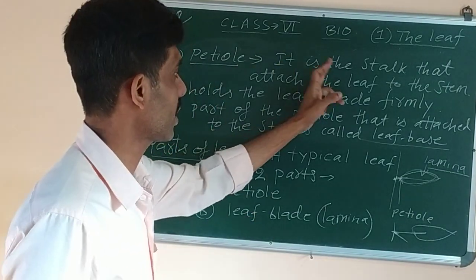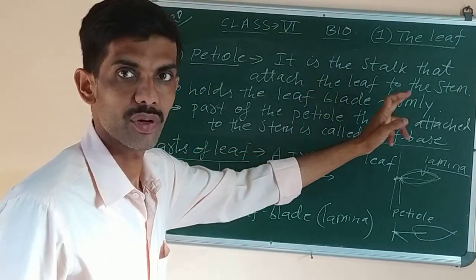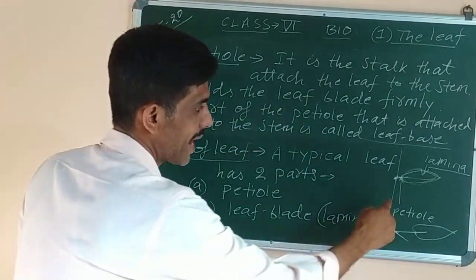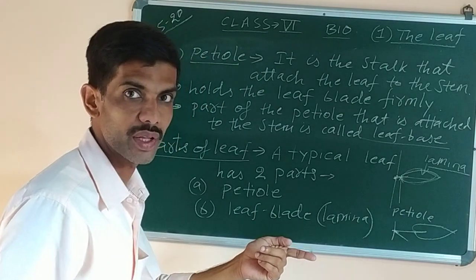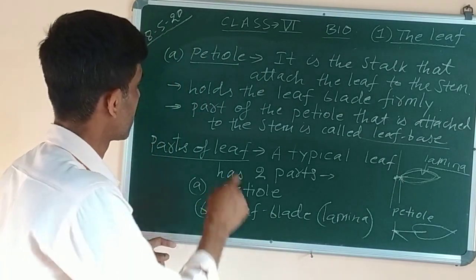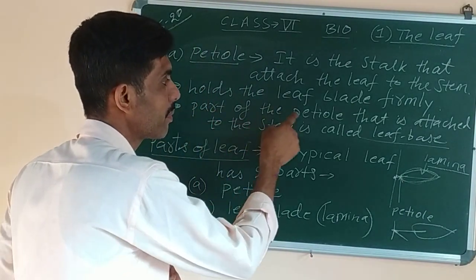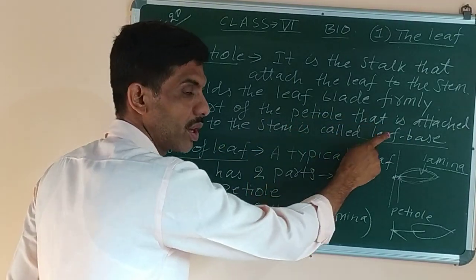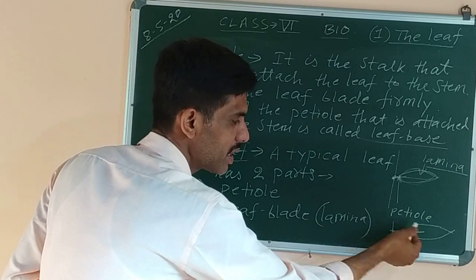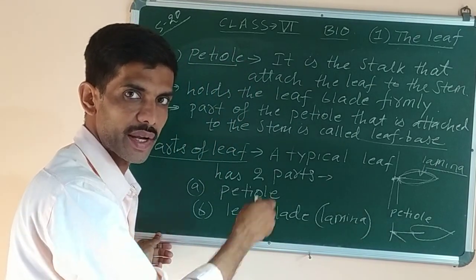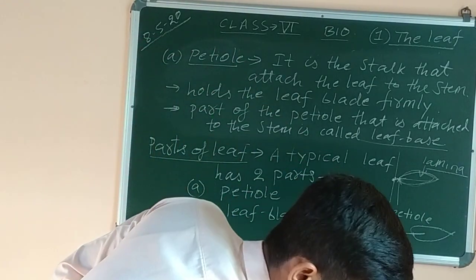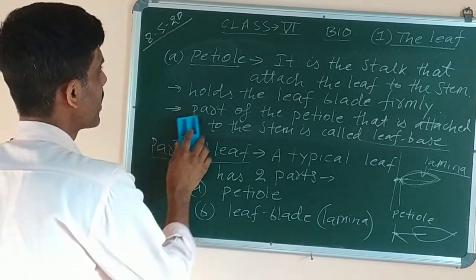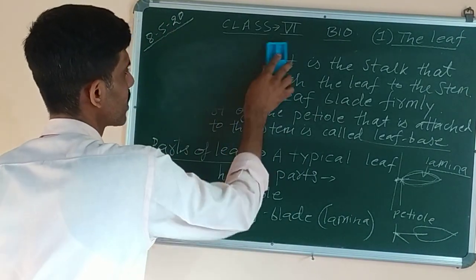Petiole is the stalk that attaches the leaf to the stem. It holds the leaf blade firmly. This entire leaf blade is held firmly or tightly with the help of petiole. And the third one is the part of the petiole which is attached to the stem, that is called leaf base. So leaf base is what? It is petiole only. The one which attaches to the stem is called leaf base. Now the second one we have to study, that is lamina or the leaf blade. First one is complete.